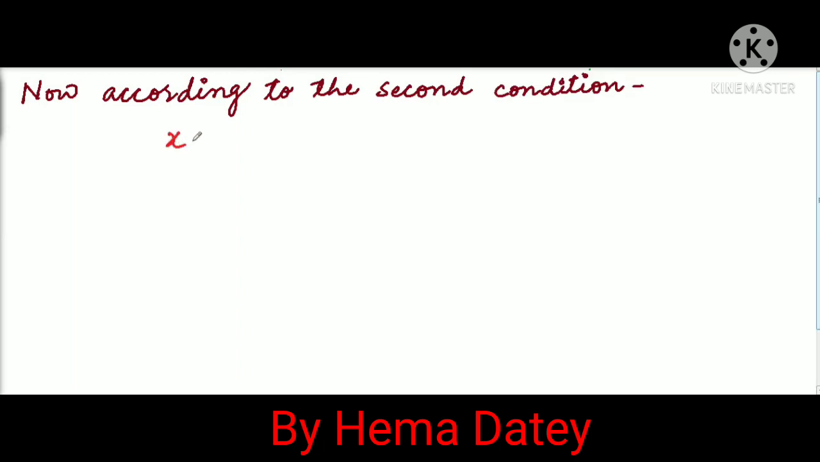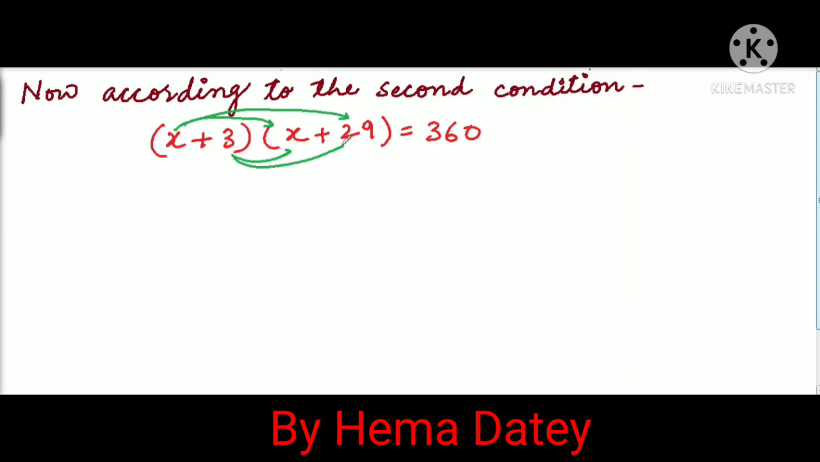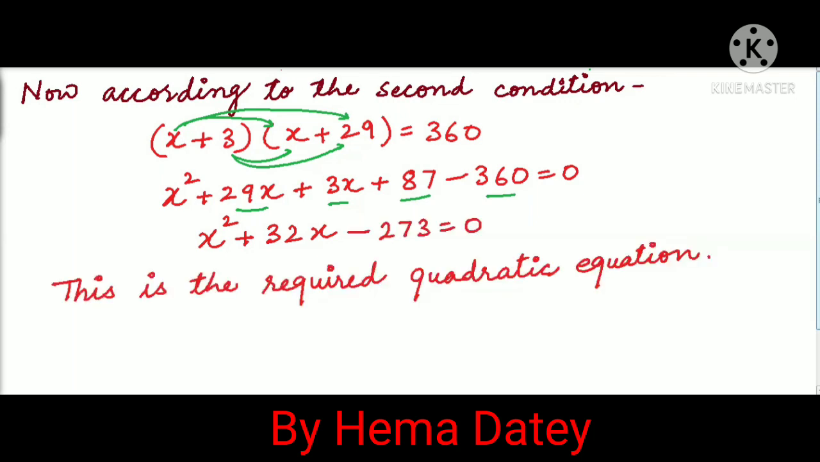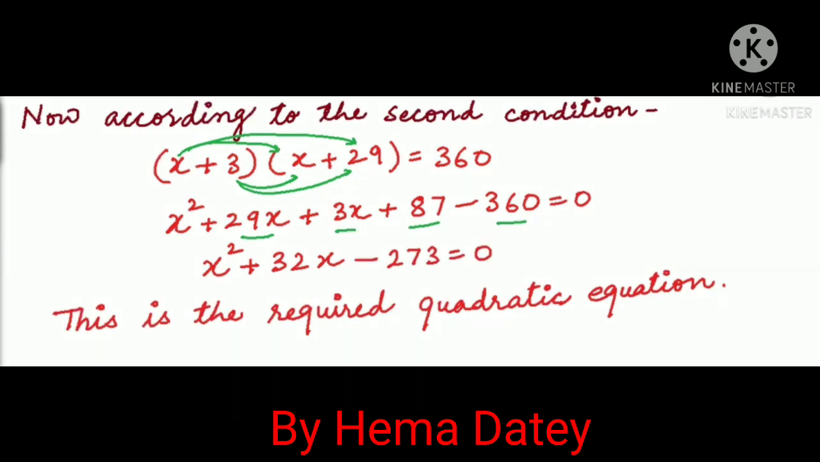Now, according to the second condition, the product of their ages after 3 years means x plus 3 multiplied by x plus 29 is equal to 360. So we'll multiply x with x, then x with 29, then 3 with x, and then 3 with 29. After solving this carefully, we'll get a quadratic equation x square plus 32x minus 273 is equal to 0. This is the required quadratic equation.